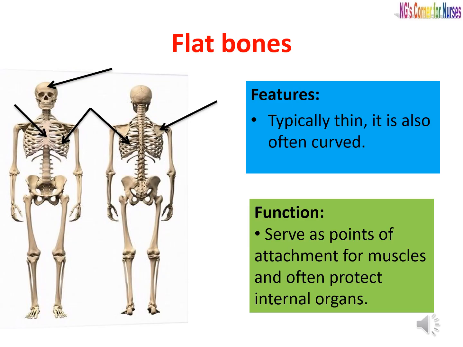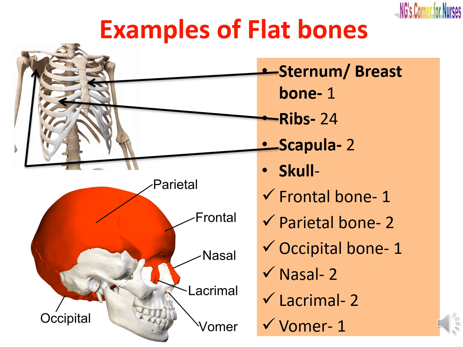Next is flat bones. Flat bones are typically thin and often curved. They serve as points of attachment for muscles and often protect the internal organs. In our body, the rib cage and some bones of the skull and scapula are known as flat bones. Let's see the examples of flat bones.